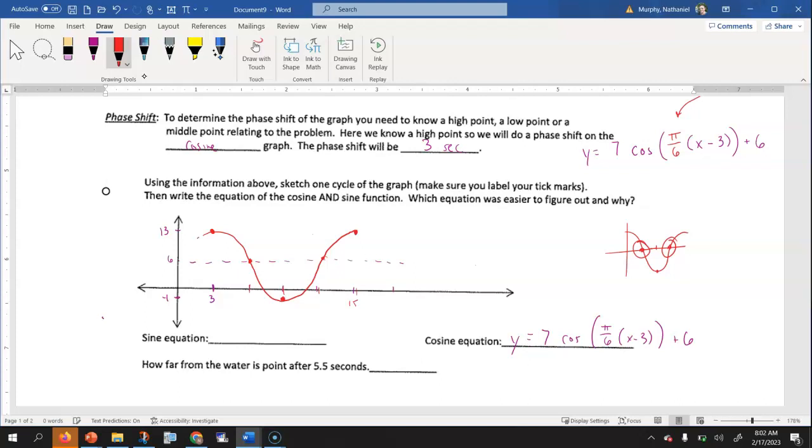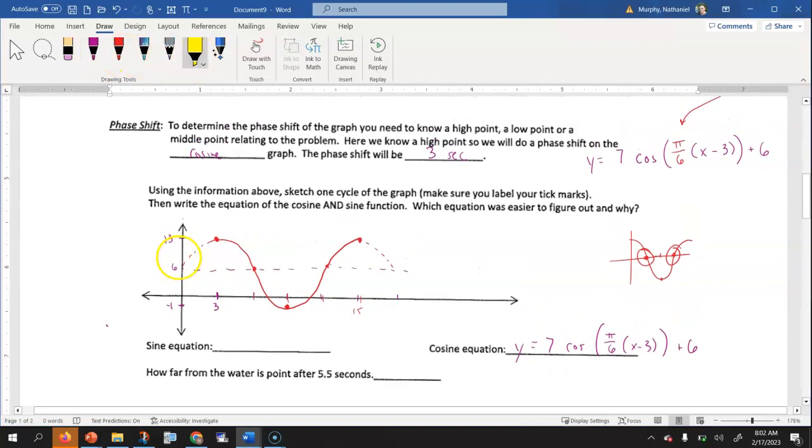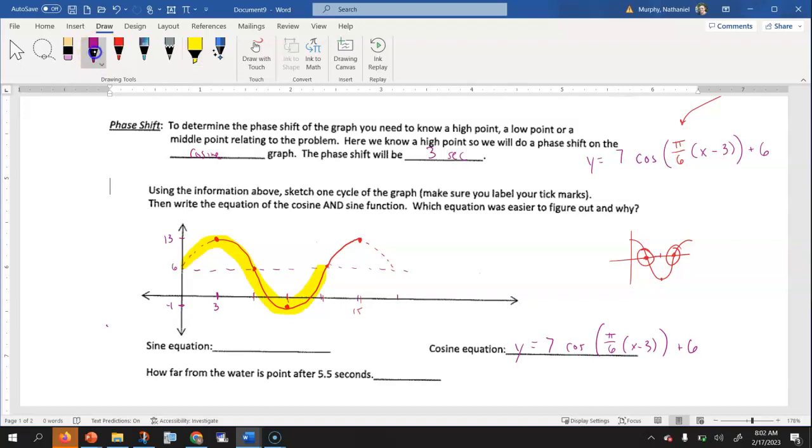All right, if I were to extend this, we could see that we could also create a sine function like that. So if I want to create an equation based on that situation, we don't have a horizontal translation. We don't have a phase shift there. So everything else stays the same.